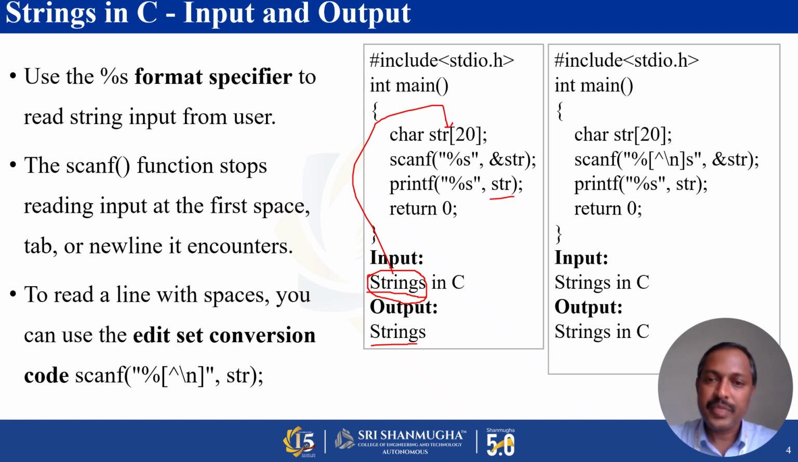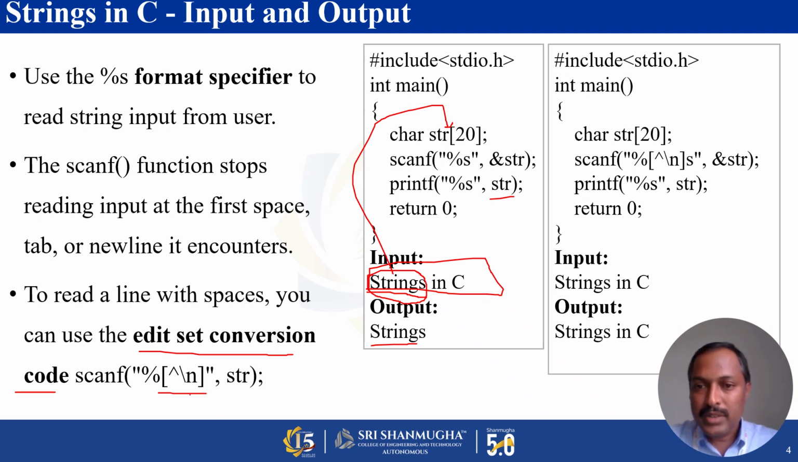Next, suppose I need the total line, how can I get it? To read a line with spaces, you can use the edit set conversion code, that is ^\n. We have to denote this. With the edit set conversion code, we are going to get the whole line. In between the percentage and s, within square brackets, we denote ^\n. Now this will read the entire string up to the end of line.